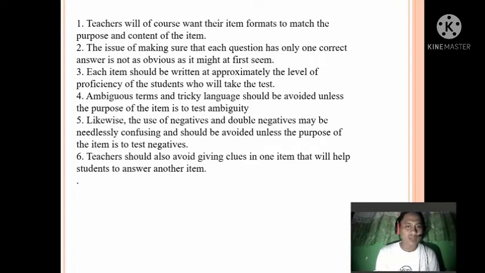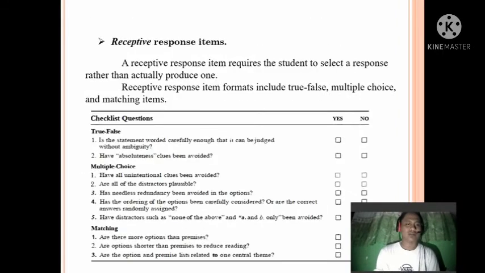Ambiguous terms and tricky language should be avoided unless the purpose of the item is to test ambiguity. Likewise, the use of negatives and double negatives may be confusing and should be avoided unless the purpose of the item is to test negatives. Teachers should also avoid giving clues. Okay, avoid giving clues in one item that will help students answer another item. Okay, the next, the second type is receptive response items.